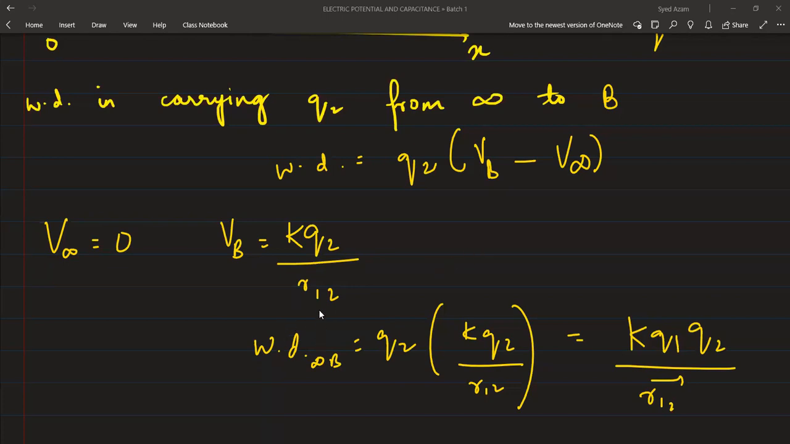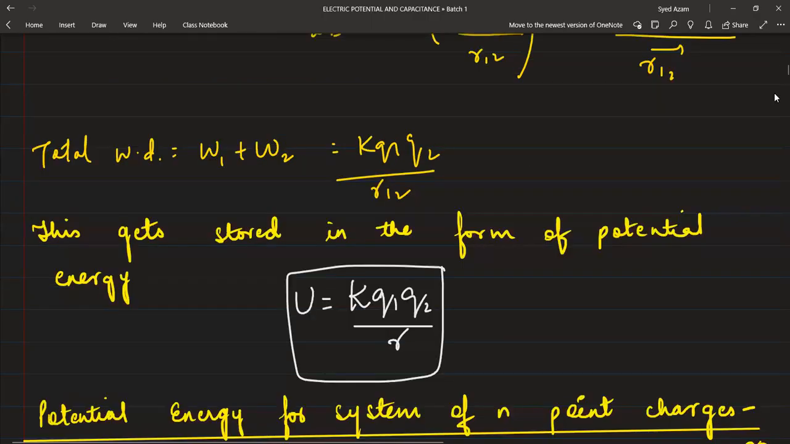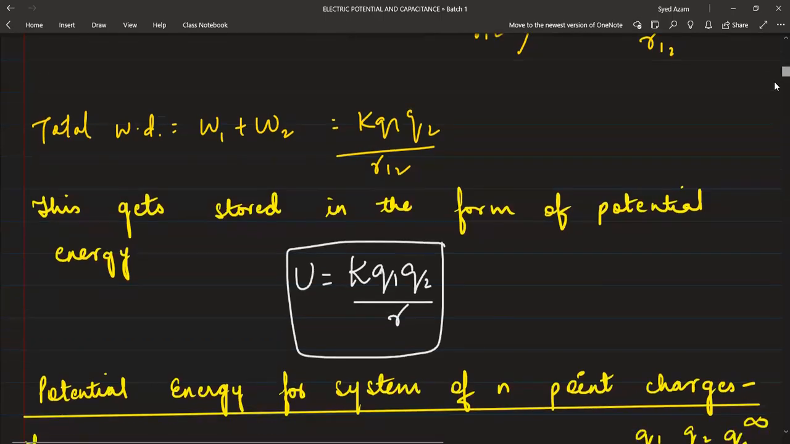So when you are calculating work done, potential has Q2 in it, KQ2 by R12, and you're multiplying it with another charge. So the formula of potential energy becomes K Q1 Q2 by R. This is the formula of potential energy.